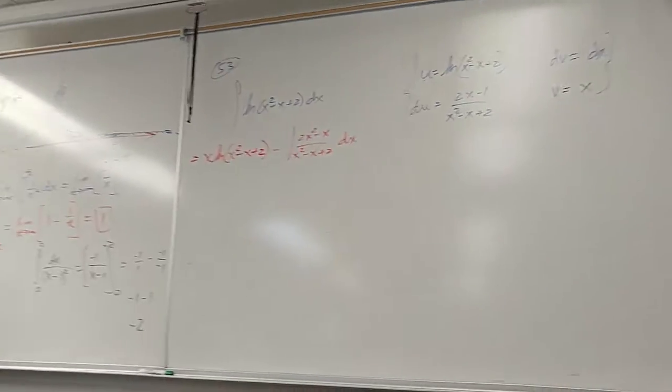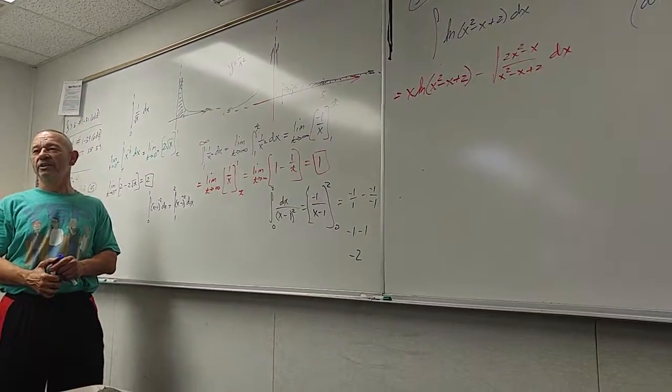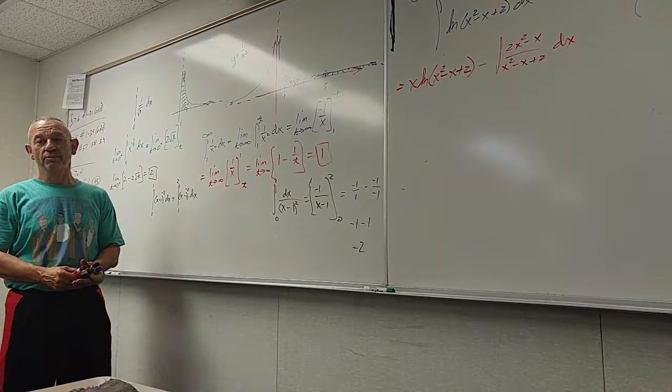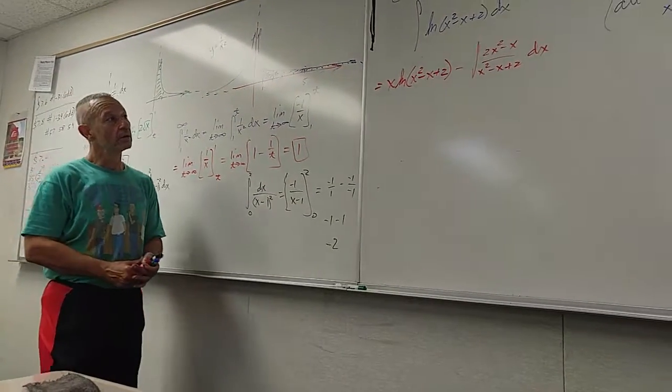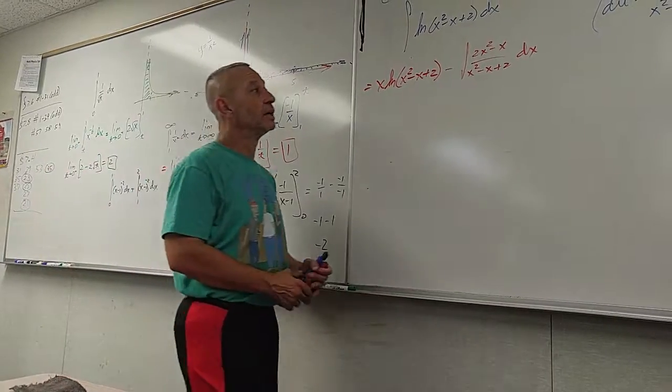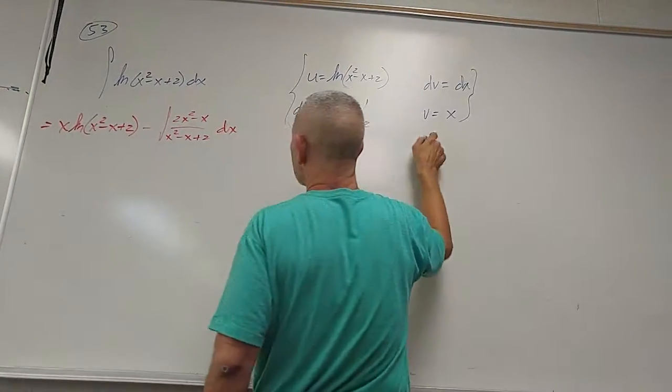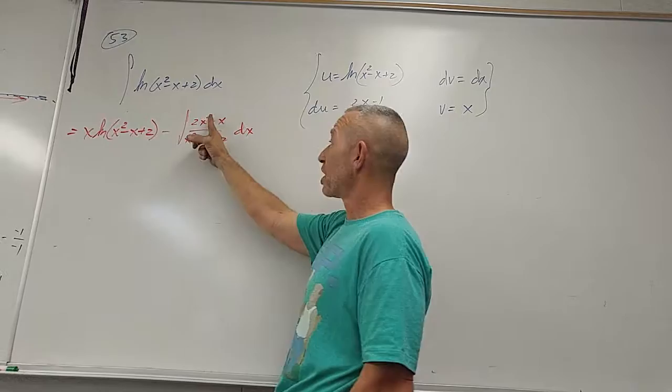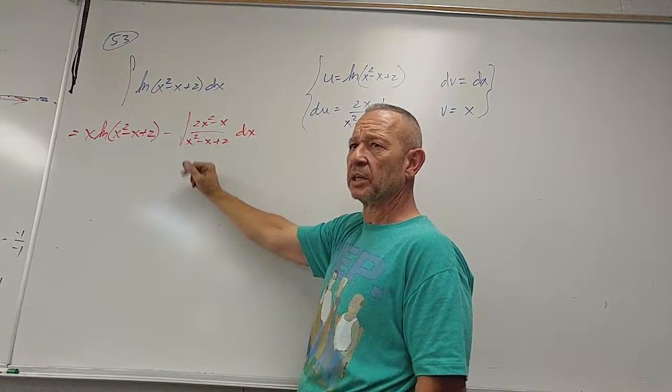Aha, so we see an improper fraction. Pardon me? Yeah, I multiplied the x through there. That's why it's an x squared now. So that's why it's an improper fraction. The degree of the top needs to be smaller than the degree of the bottom.